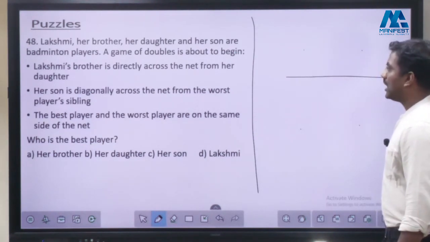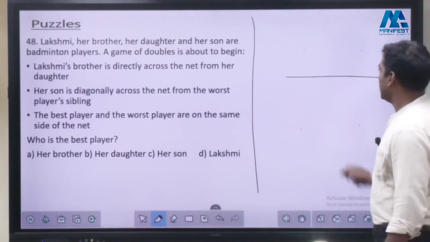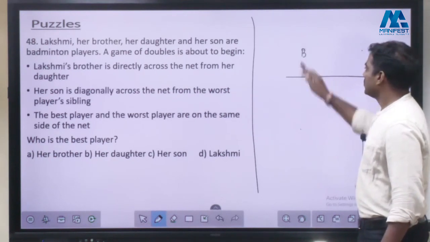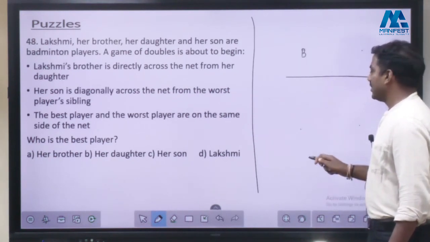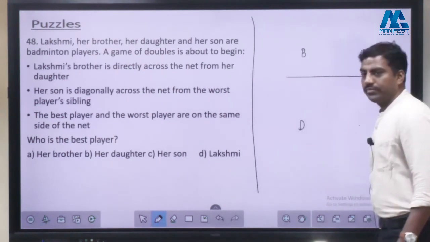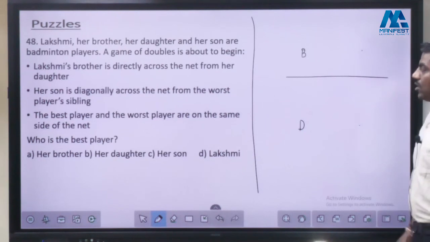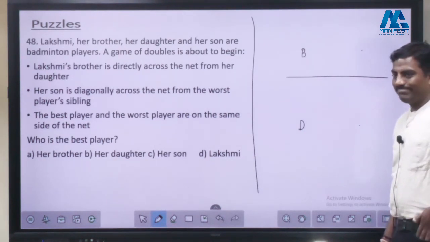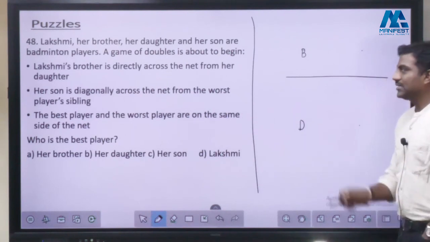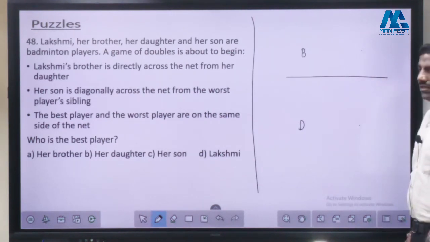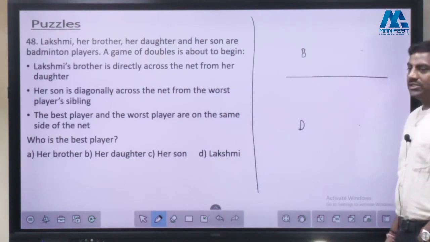Lakshmi's brother is directly across the net from her daughter. Her son is diagonally across the net from the worst player's sibling. Relax. Her son is diagonally across the net from the worst player's sibling.